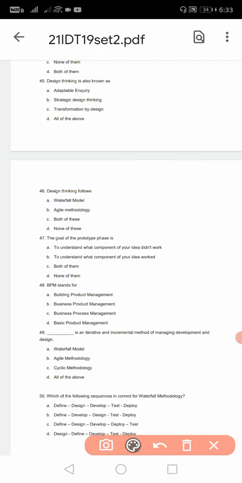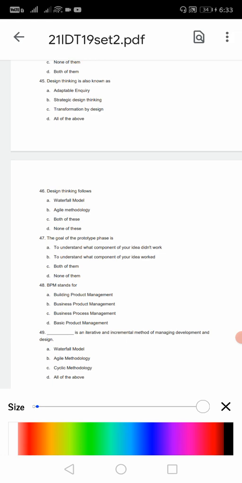47. The goal of the prototype phase is to understand what component of your idea didn't work and what worked, is it both of them. So obviously 47 is C, because it is repetitive. We should understand both, whether it worked or not. 48. BPM stands for business process management. It is C.